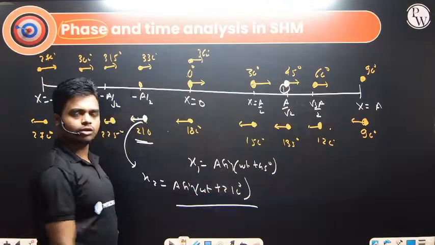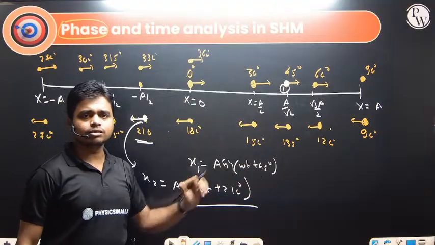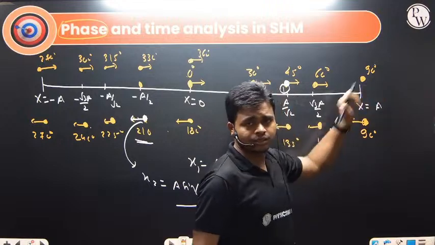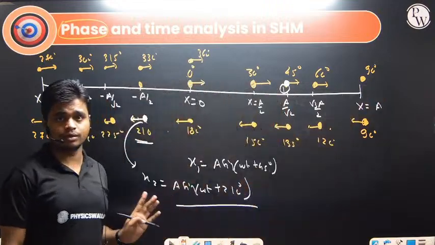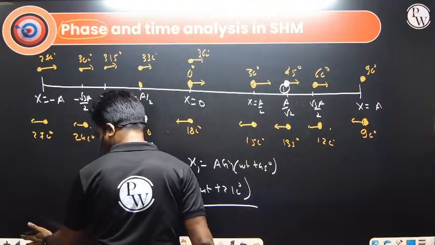So this is the equation of the motions that we are getting. The particle is starting from this position, A sine omega t plus 0. If the particle starts from this position, A sine omega t plus 90 degree. I hope this is clear to everyone. You can pause the video and note down this particular diagram over here.